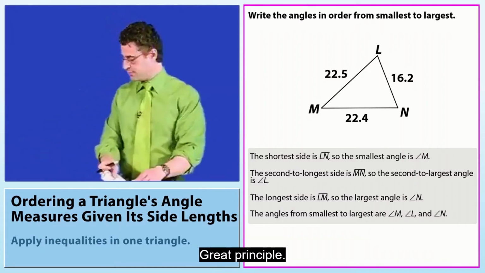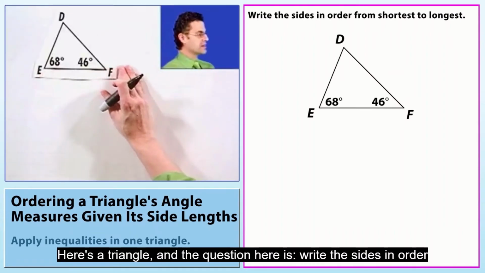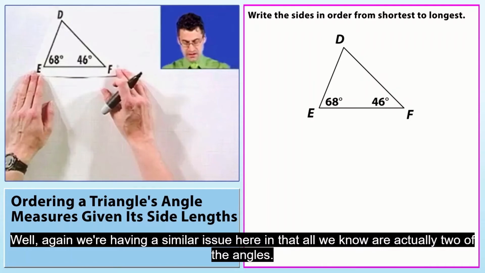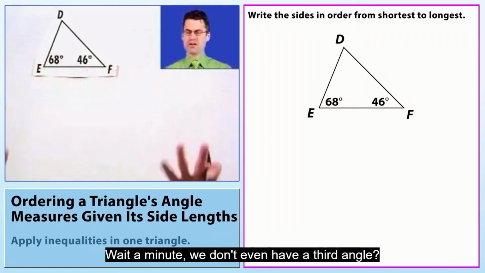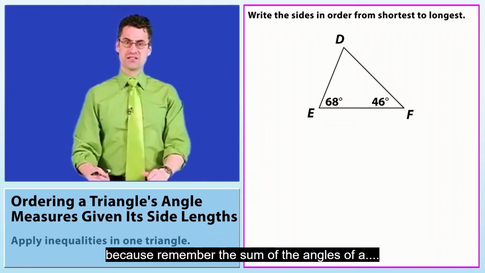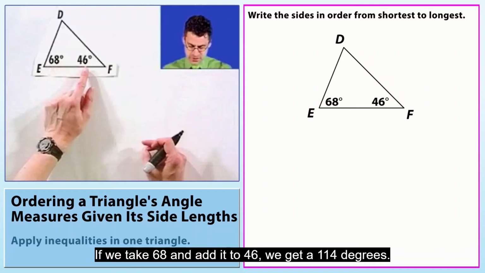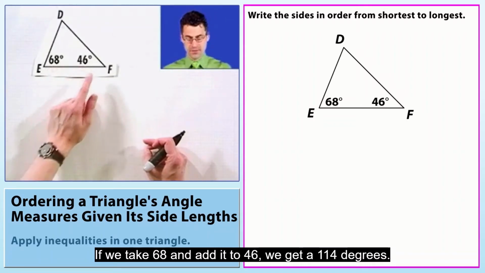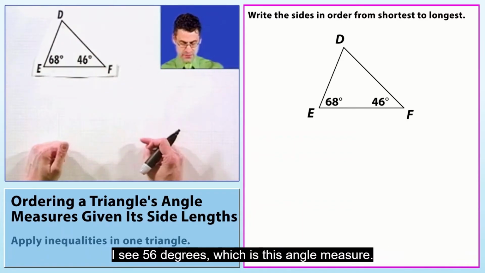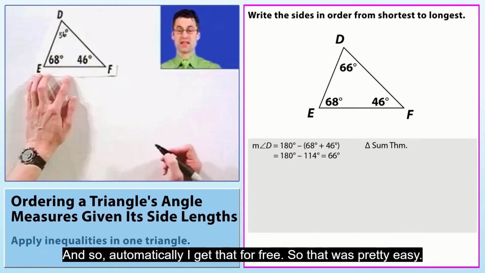Neat. Great principle. How about this one? Here's a triangle, and the question here is, write the sides in order from shortest to longest. Again, we're having a similar issue in that all we know are two of the angles. Wait a minute, we don't even have a third angle? Well, if you know two angles of a triangle, you always know the third, because remember, the measures of the angles of a triangle sum to 180 degrees. If we take 68 and add it to 46, we get 114 degrees. We know the whole thing is 180, so I take 180 degrees and subtract 114. I see 56 degrees, which is this angle measure, and so I get that for free.